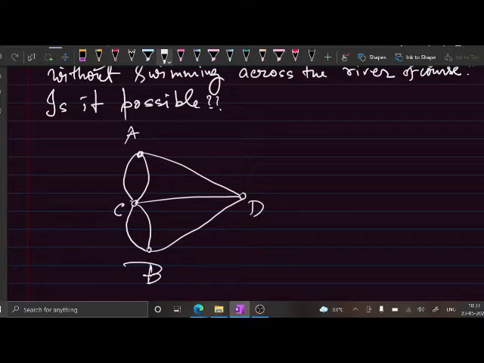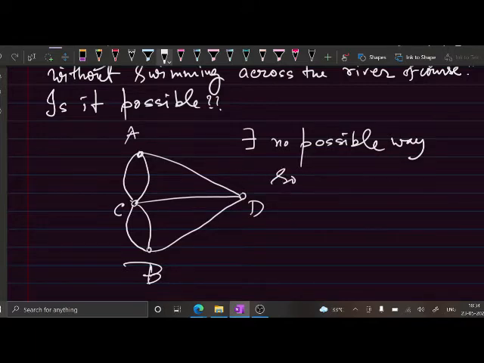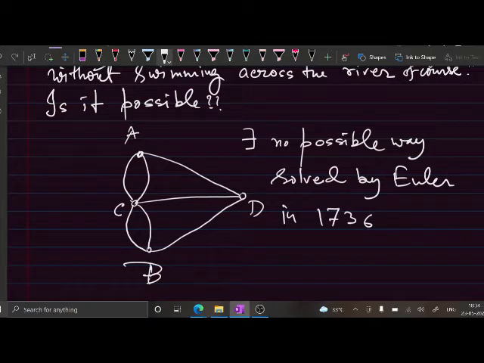and vertices, that is A, B, C, D, represent the island areas, and the edges represent the bridges. And Euler proved that the solution of the Königsberg bridge problem does not exist. Okay, there exists no possible way. Okay, solved by Euler in 1736. Okay.